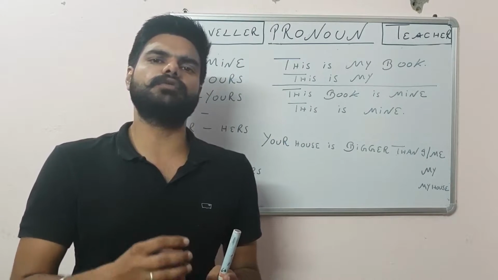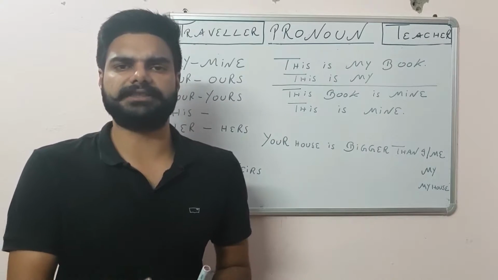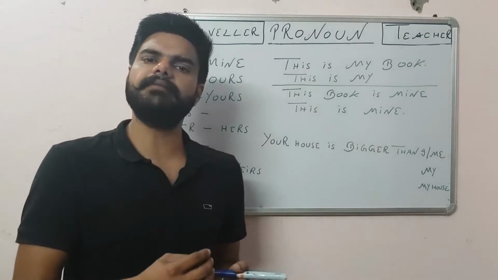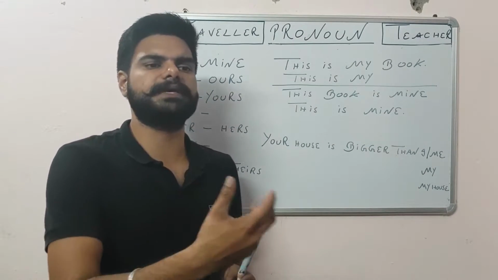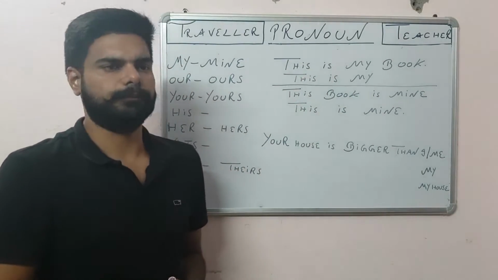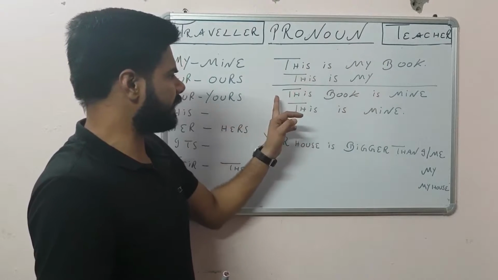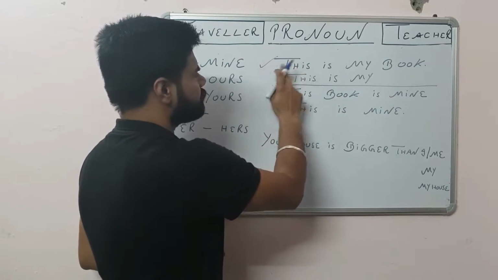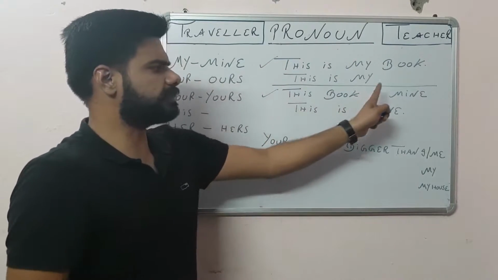First of all, we need to understand why we need double possessives in the English language, what exactly the basic rules of the possessives are, how we can use them in our sentences, and at what time which one we can use, whether it is me, my or mine. So the first case we have is, this is my book, and the second is, this book is mine.